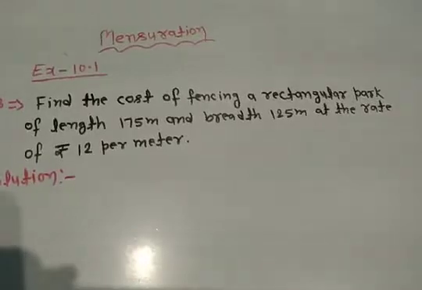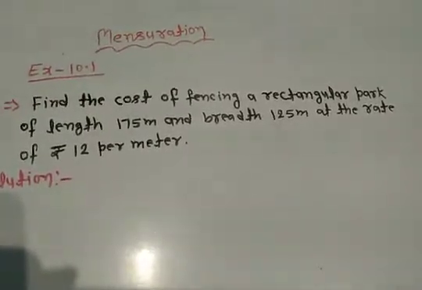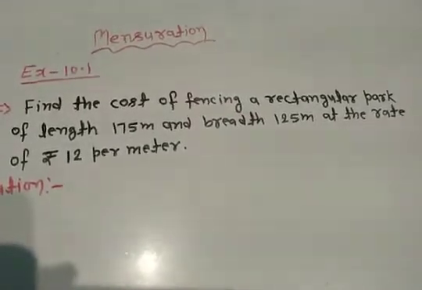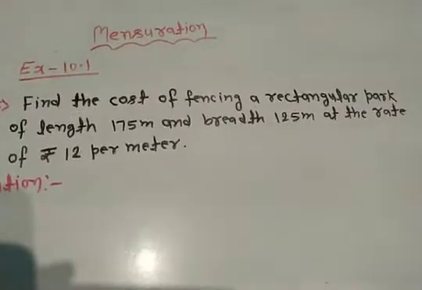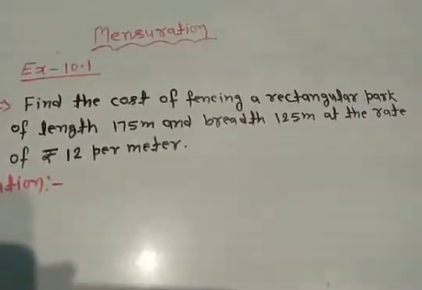Here in this question, given is a rectangular park of length 175 meter and breadth 125 meters. Clear? And here the cost of fencing per meter is also given. The cost of fencing per meter is 12 rupees.